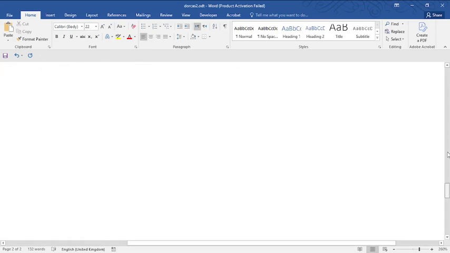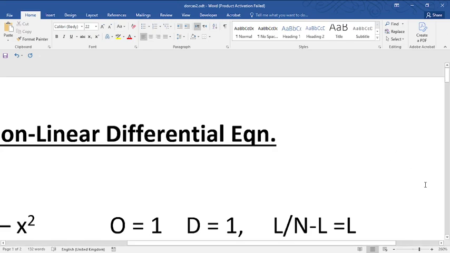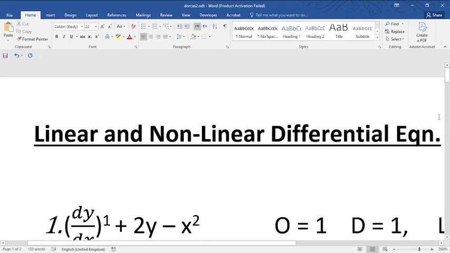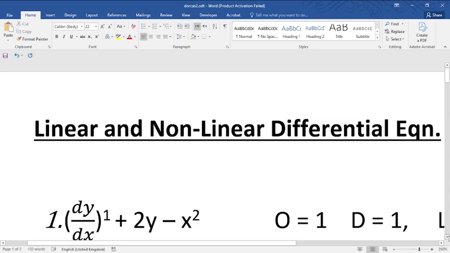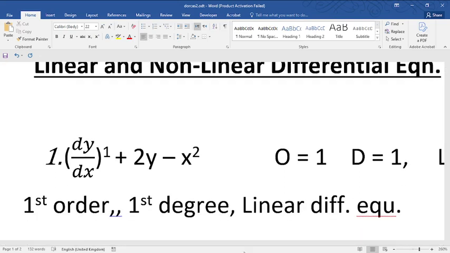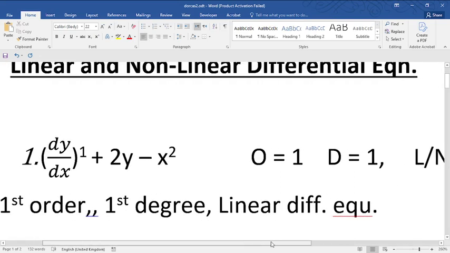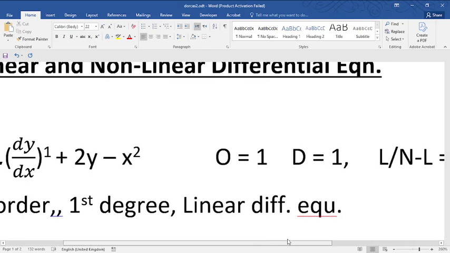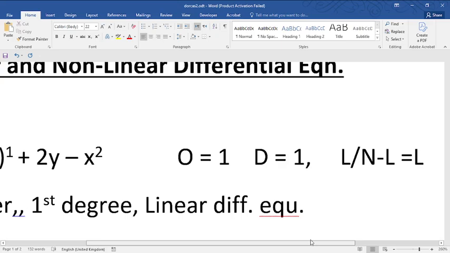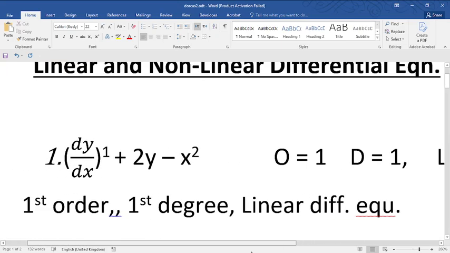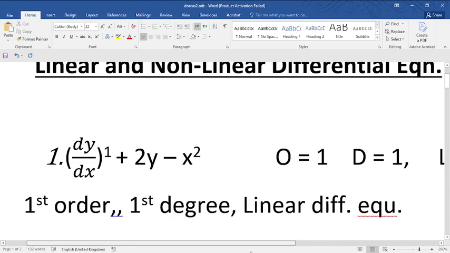So let me quickly brief everything from the beginning once again. For this first one that you are given, as you can see, we found that our order is equal to what? Our order is 1, and also our degree is 1 as well, and it is a linear equation since our degree equals 1, and the name we give to it is first order, first degree linear differential equation.